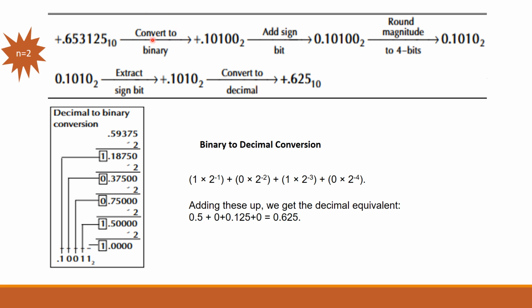For n is equal to 2, 0.653125: convert it into binary, you'll get a binary value, then the sign bit. Here again, it is a positive value. Suppose it is a negative value, then you have to add 1 here, that is 1 point something. Then round it off to the 4-bit value. Finally, convert it into decimal. So you'll get 0.625. This is the decimal to binary conversion and this is binary to decimal conversion. So finally, you'll get the answer as 0.625.